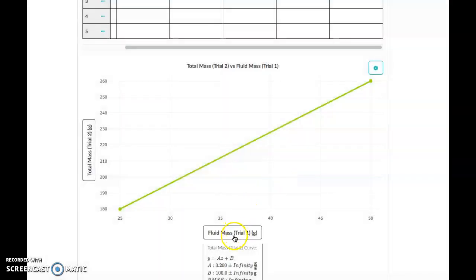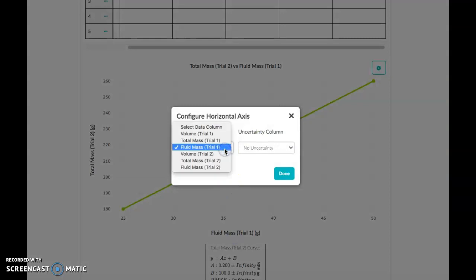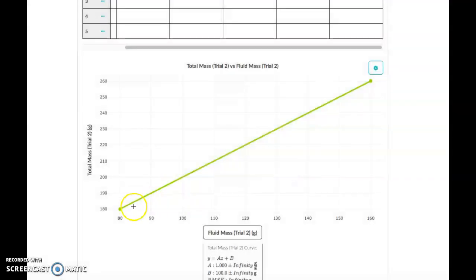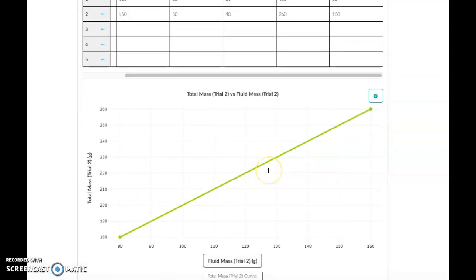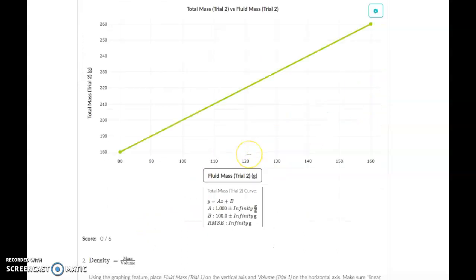You want to change the x-axis to fluid mass, right? The mass of the fluid, not the mass of the fluid in a graduated cylinder. So click done, and now we have our data from the second set. I know it looks just like the last one. That's because this graph auto scales.